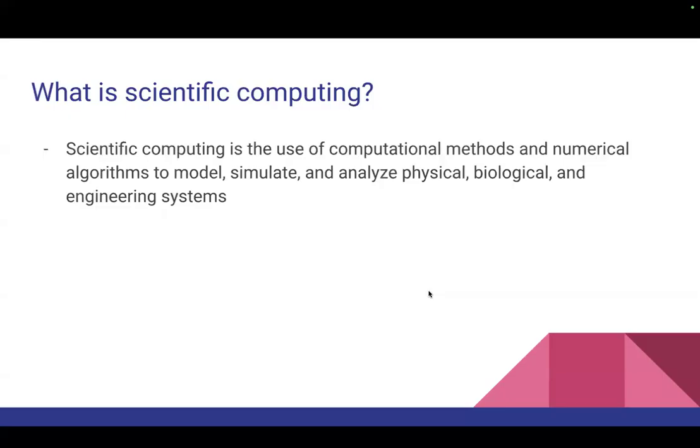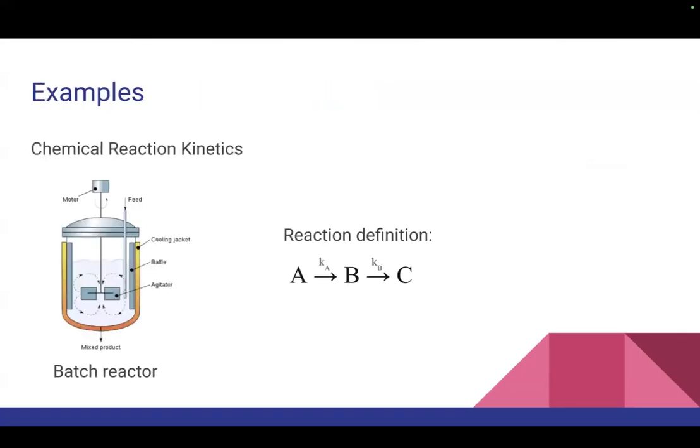What is scientific computing? Scientific computing is the use of computational methods and numerical algorithms to model, simulate, and analyze physical, biological, and engineering systems. I'll give an example here. We'll start with a simple example. I have a chemical engineering background. That's the degree I graduated with.